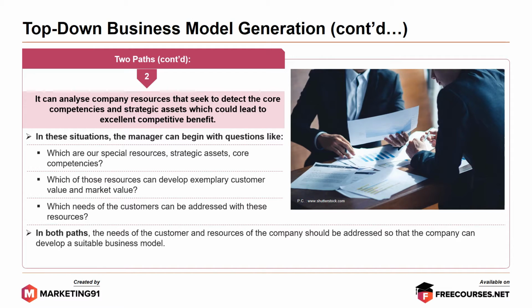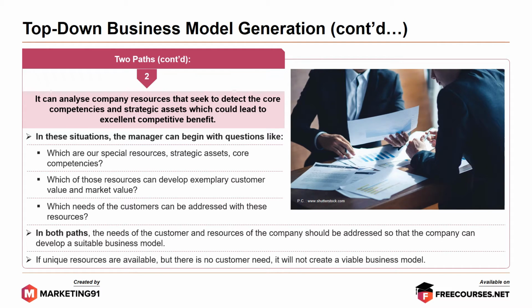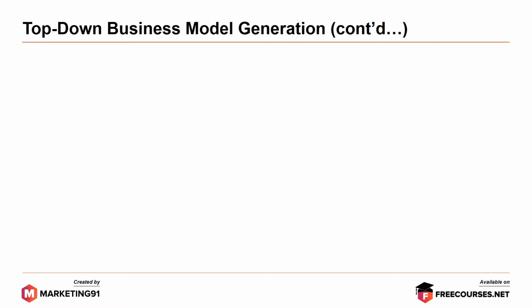In both the parts, the needs of the customer and the resources of the company should be addressed so that the company can develop a suitable business model. If unique resources are available, but there is no customer need, it will not create a viable business model. Looking at the examples of the top-down business model adopted by companies.